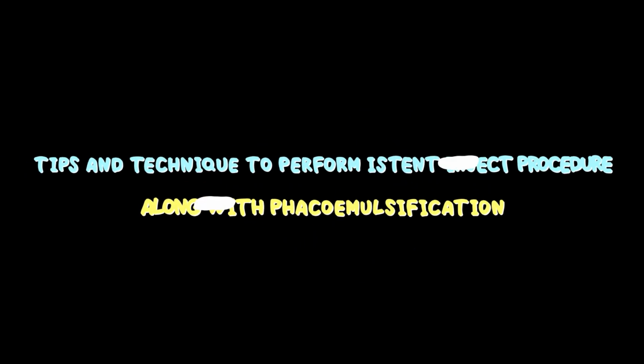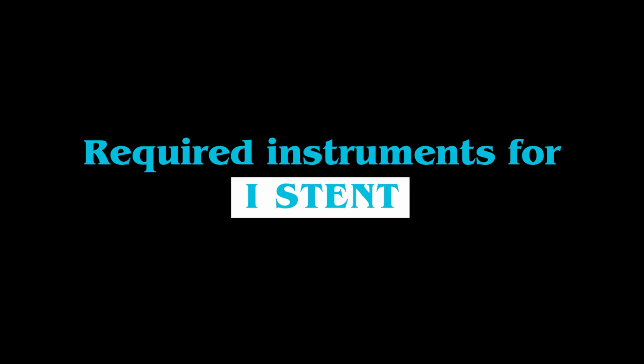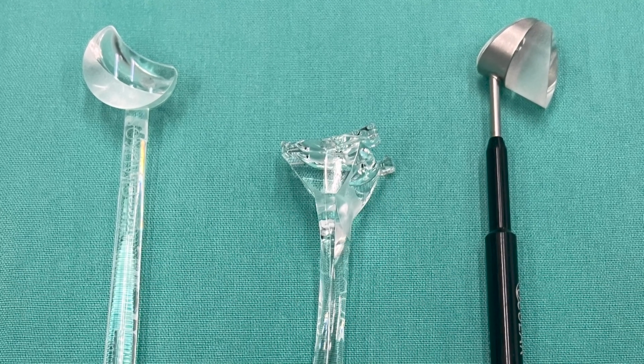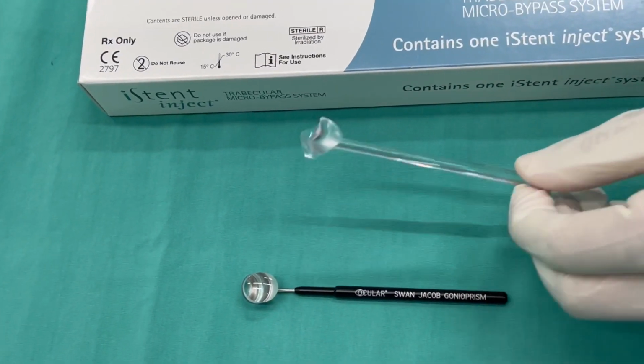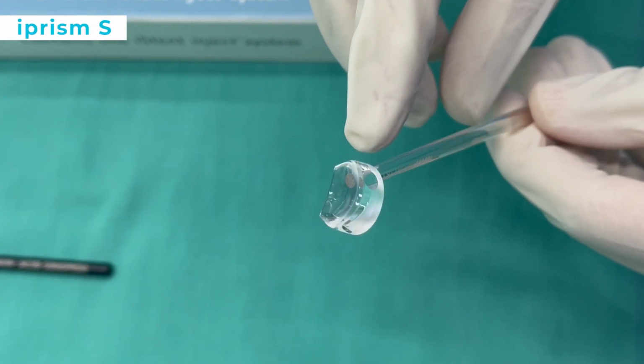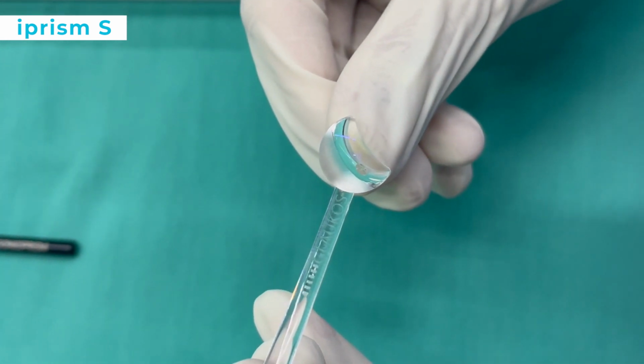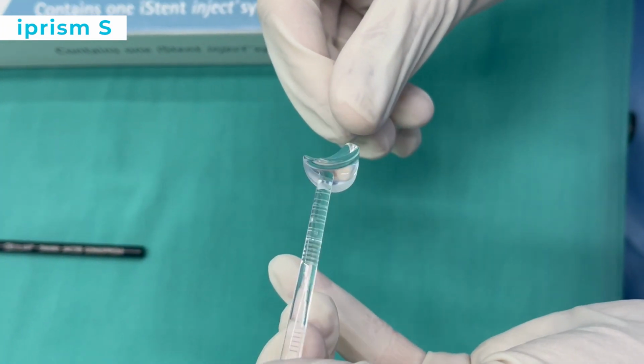The eye stent inject procedure. Any of these intraoperative gonio lenses can be used to perform the procedure. This prism is an intraoperative gonio lens with a wider field of view. The concave surface rests on the cornea and the flat surface is towards the surgeon to see the angle.